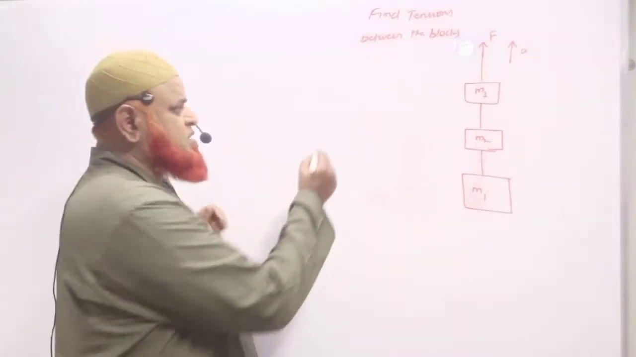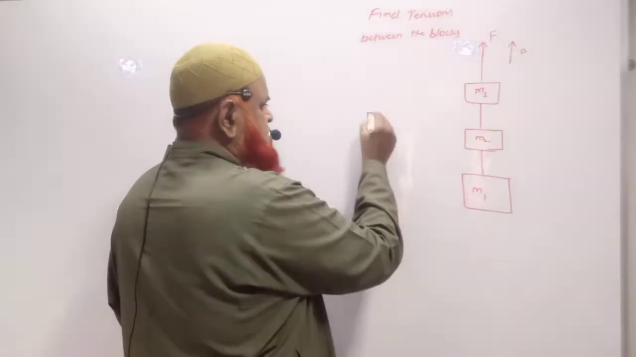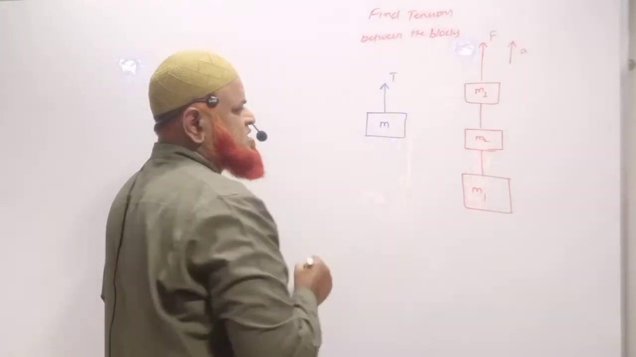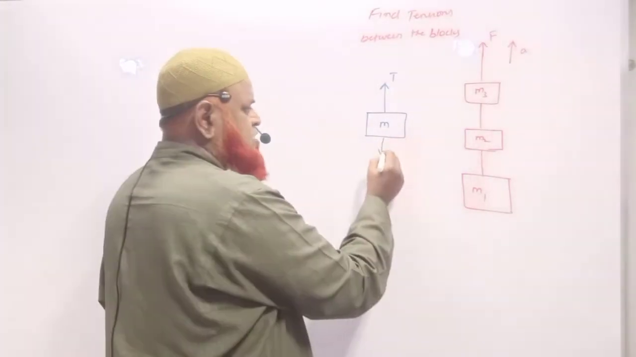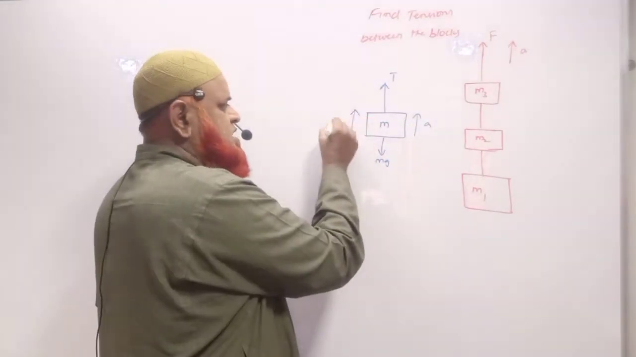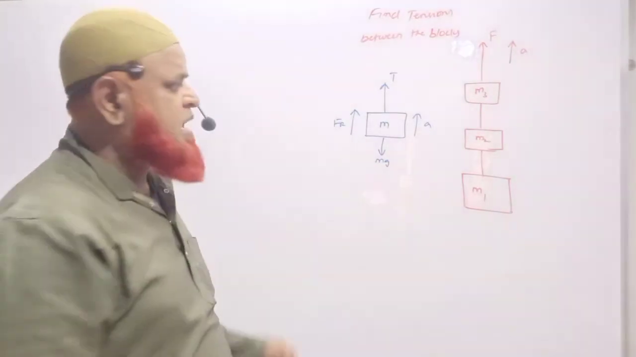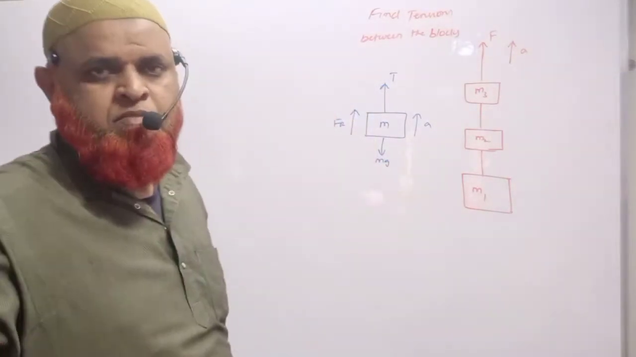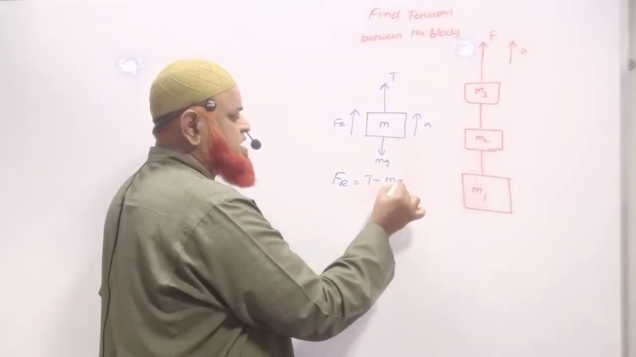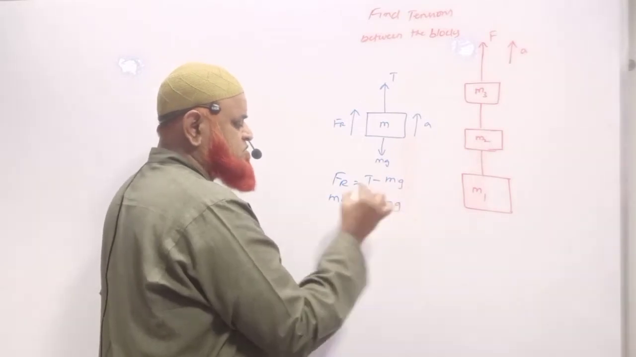Okay? You just take one small example, I'll make you understand what this is. I'll just take one small block to which tension is applied. And what is acting downwards? mg is acting downwards. Acceleration is upwards, resultant force is upwards, because the block is moving upwards. As the block is moving upwards, the resultant force is going to become tension minus mg. So this is ma, tension minus mg.